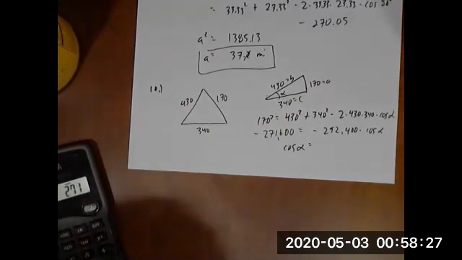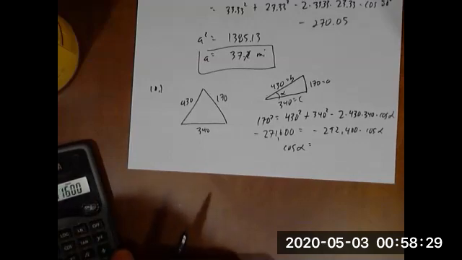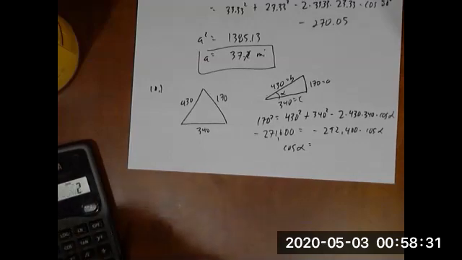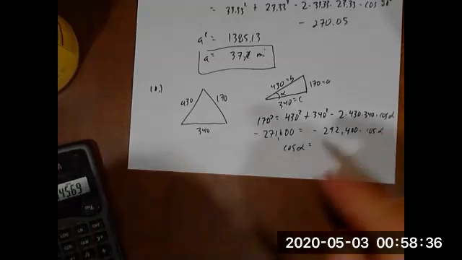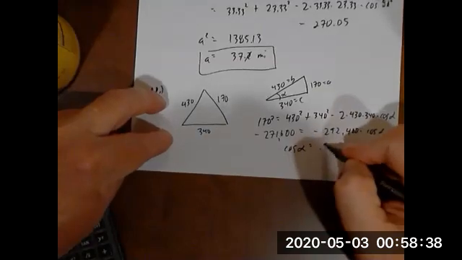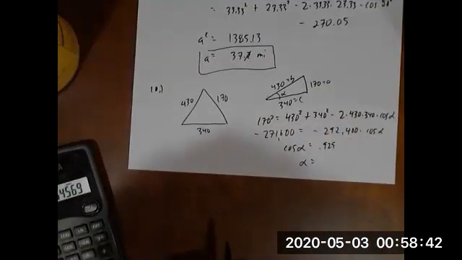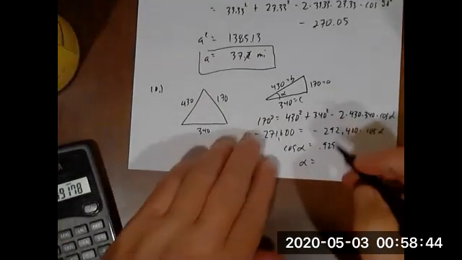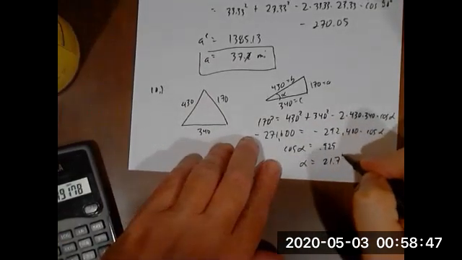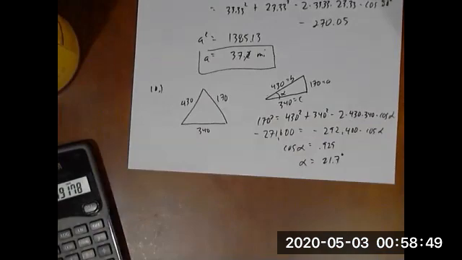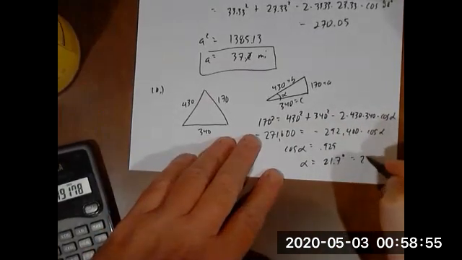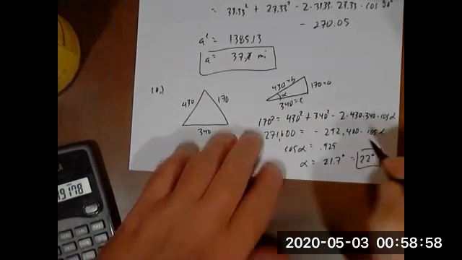So negative 271,600 divided by negative 292,400 is 0.929. Take the inverse cosine of that: 21.7. I don't know what they want me to round it to. The nearest degree. That's correct.